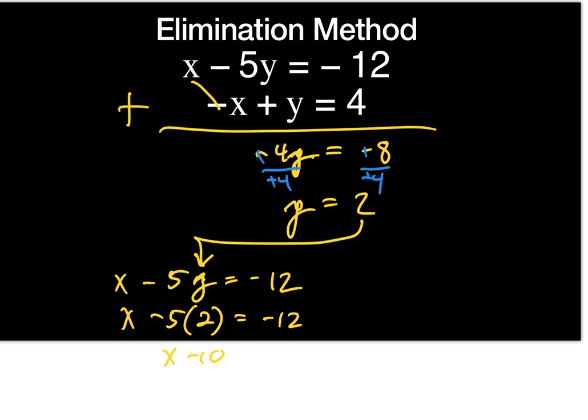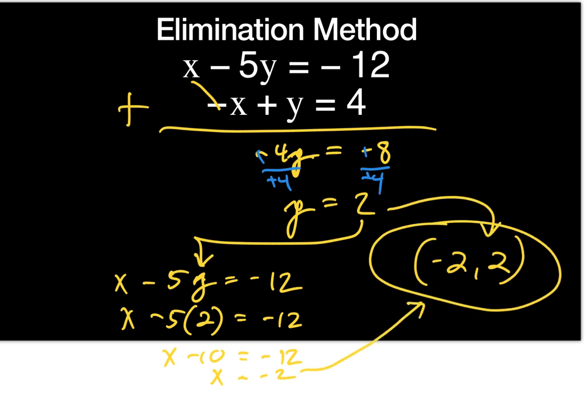x minus 10 equals negative 12. Add 10. x equals negative 2. Final answer would be negative 2, 2. And that's the point where the two lines intersect. So that's the elimination method.